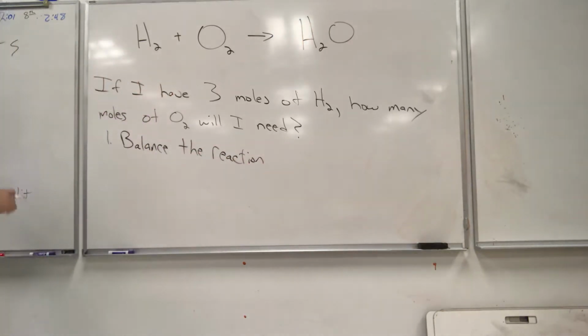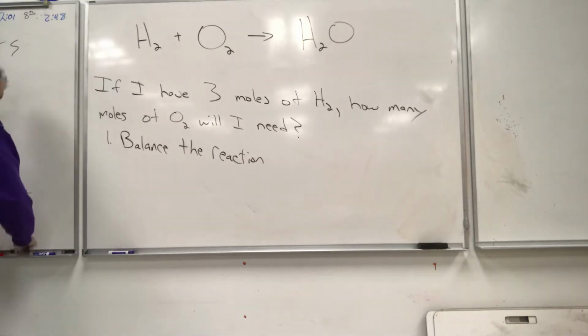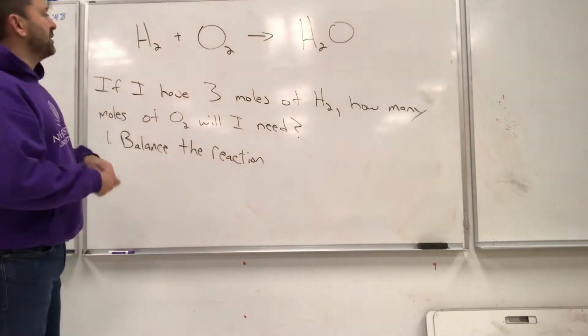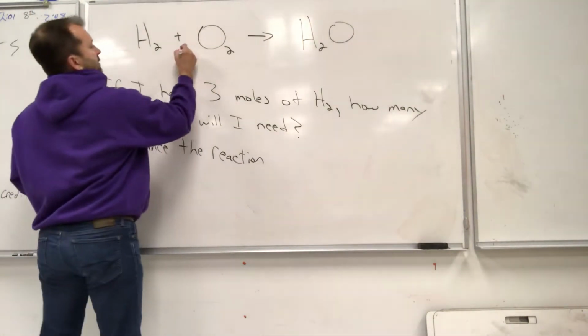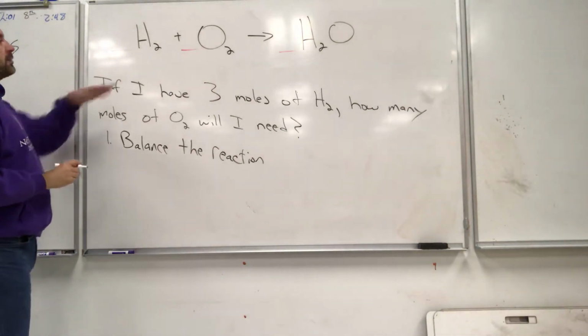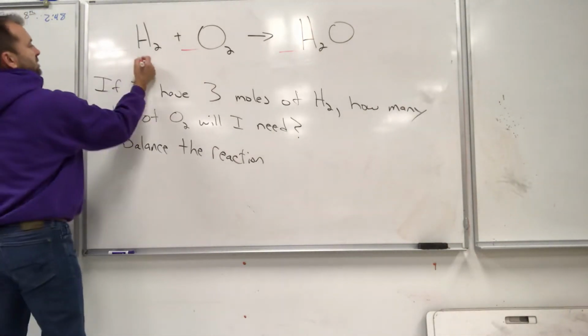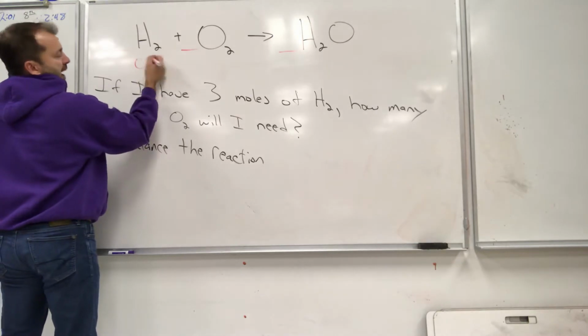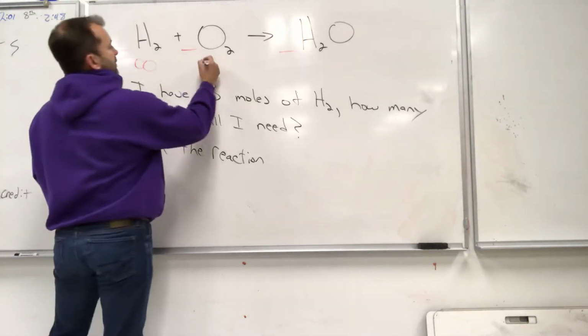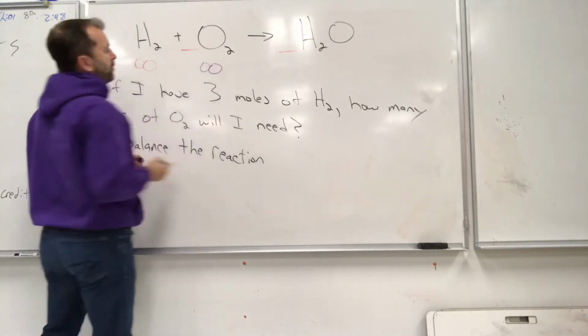Okay? So what I'm going to do is I'm going to come here and I'm going to balance this. Now there are a couple ways you can balance. If you feel that you're pretty good now at getting the coefficients just using the numbers, you can do that. I'm going to draw pictures to help. So H2, I'm going to draw 2 atoms of H. I'll make those red. And then I'm going to draw 2 atoms of oxygen.